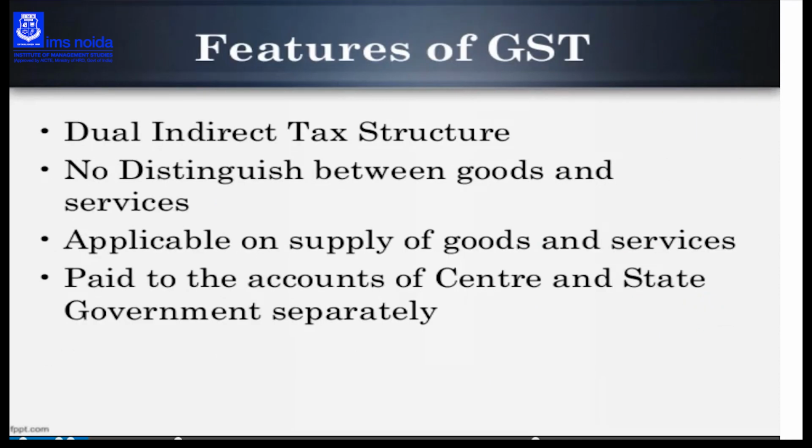If we talk about features of GST, GST is a dual indirect tax structure. The term dual means that under GST we pay two types of GST. One is Central Goods and Services Tax and the other is State Goods and Services Tax. Half the tax is paid to the central government and half to the state government. That is why GST in India is called a dual GST, because GST is paid in parts. We pay half the tax to the central government under the CGST head, and half to the state government under the SGST head.